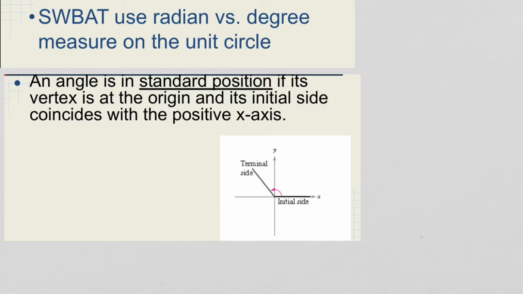Right, in today's lesson we'll be talking about what's a radian versus a degree on a unit circle. So first we need to understand how to draw angles. An angle in standard position is if its vertex is at the origin.